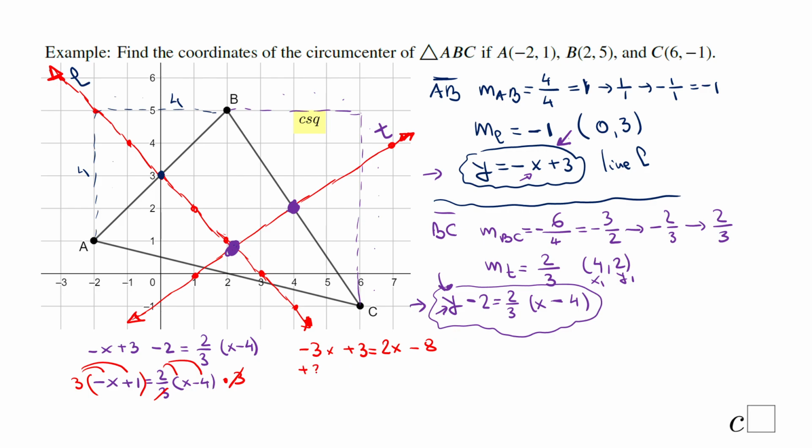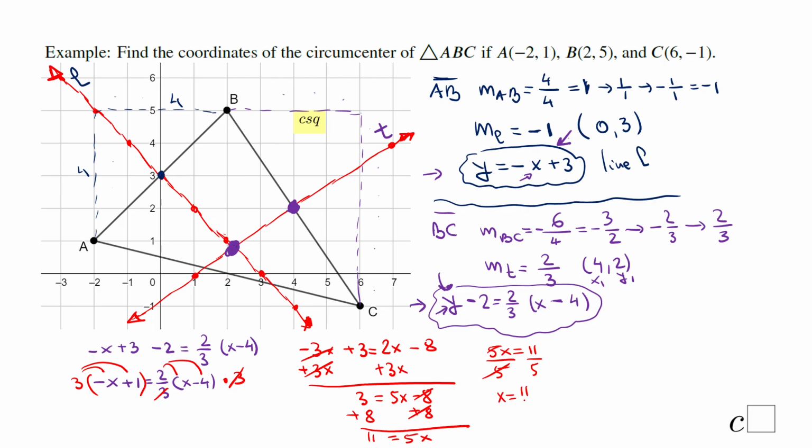I will add 3x here, and that will give us positive 3 equals 5x minus 8. Add 8. And we have here what? 11 equals 5x. So 5x equals 11. Divide by 5. And we have the x. The x is 11 over 5.